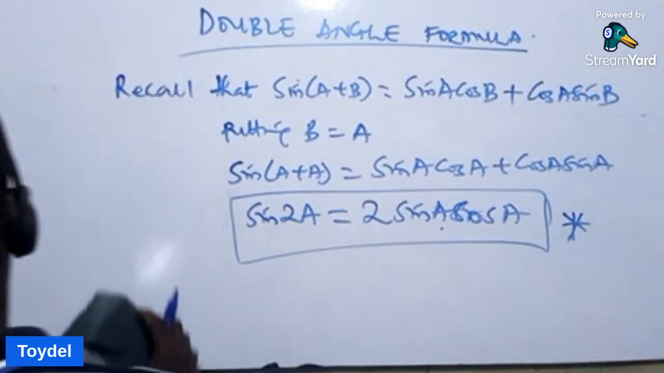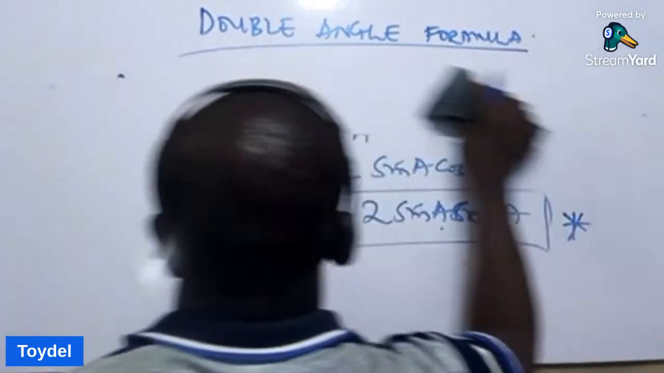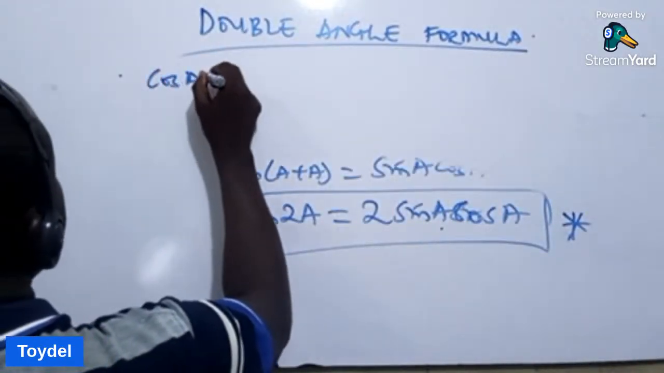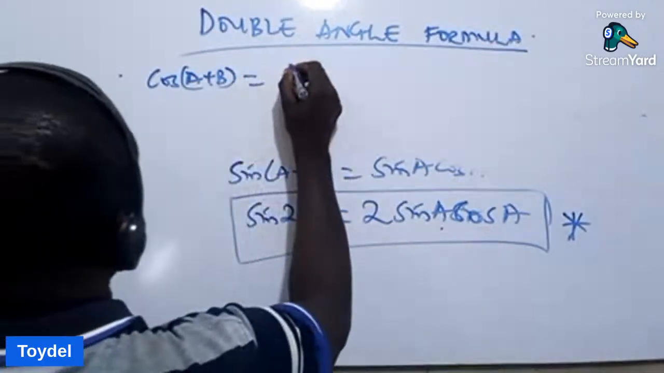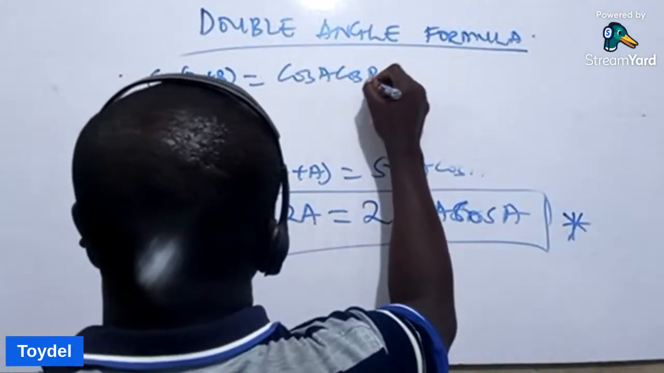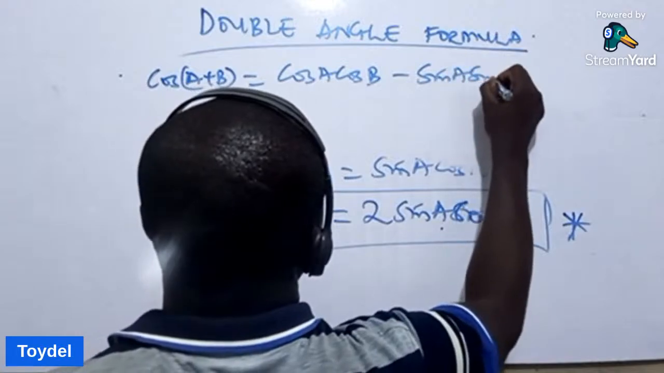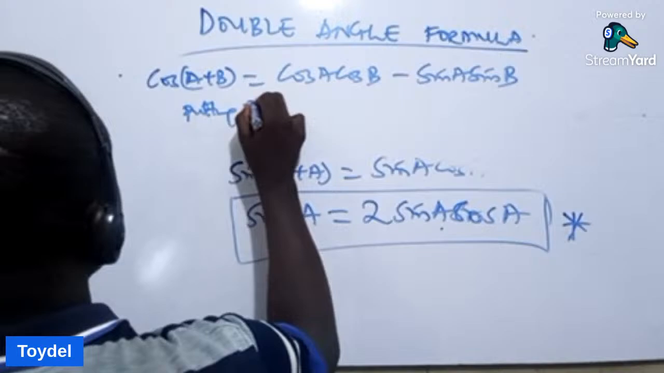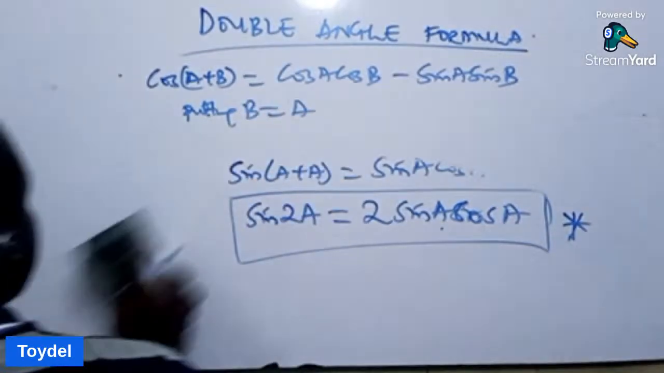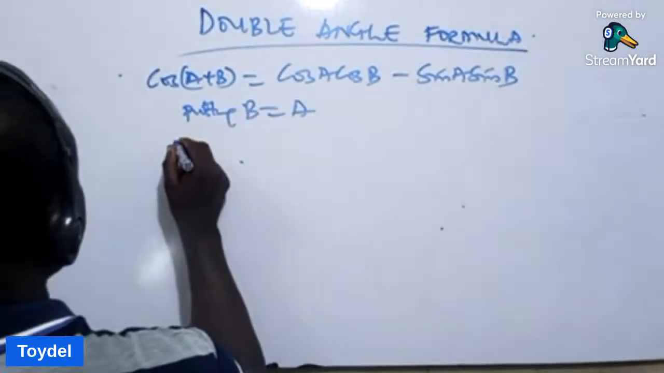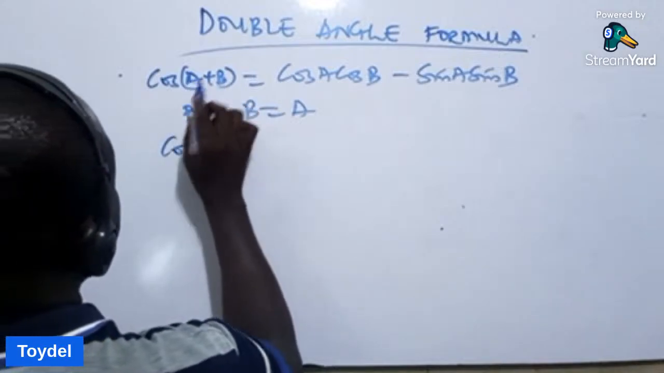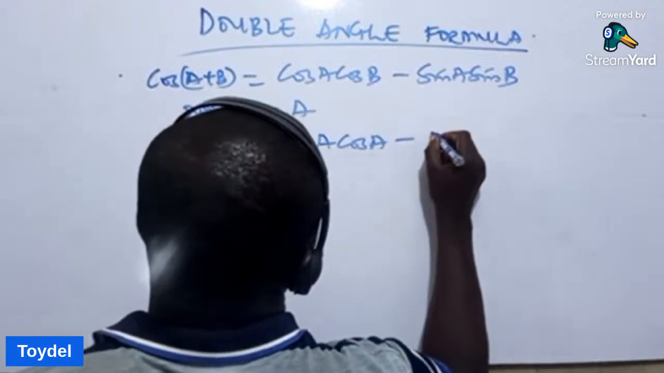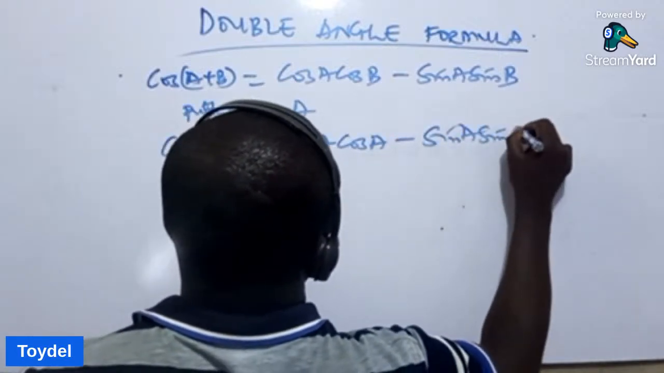Then if you have cosine, cos 2A: we know that cos A plus B is given as cos A cos B minus sine A sine B. If you now put B to be equal to A, then instead of A plus B, that will be A plus A. Cos 2A will now give us cos A cos A minus sine A sine A.